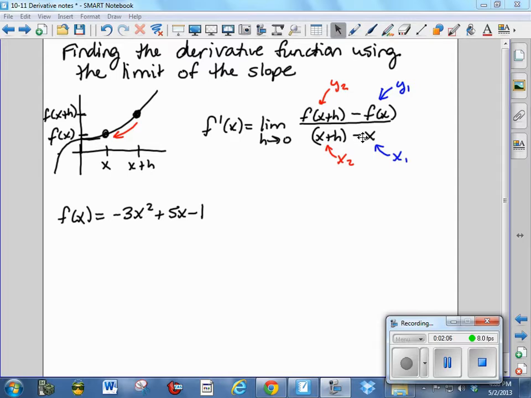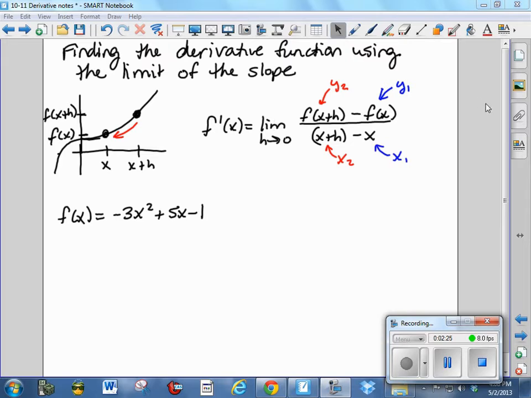However, in order to find exactly what it is, we'd have to plug in 0 for h, in which case we would get 0 over 0. So we have to actually go through the process of expanding out f of x plus h, subtracting f of x from it, canceling out a common factor, and then taking the limit again.